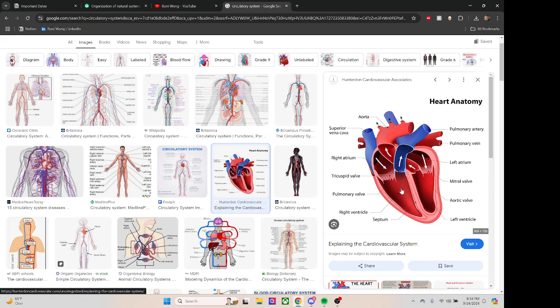Then it goes into your pulmonary artery, where it goes and collects oxygen from your lungs. Then it goes back through the pulmonary vein, through the left atrium to the left ventricle, then through the aortic valve into the aorta. The aorta is also the largest artery in the body, and it basically sends blood everywhere, right?